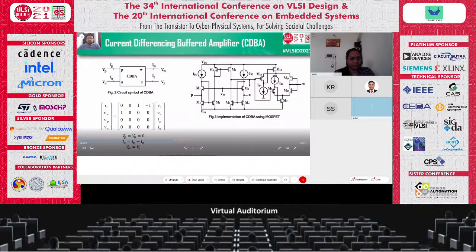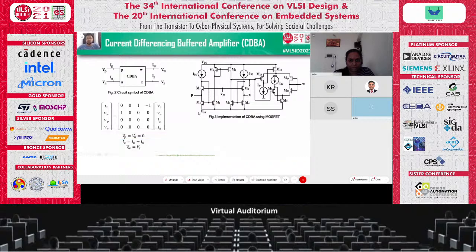Figure 3 represents the implementation of the CDBA using MOSFETs, where the PMOS transistors are connected to VDD and NMOS transistors are connected to VSS. This is the P terminal, this is the N terminal, this is the W, and this is the Z terminal, where IB1, IB2, IB3 and IB4 are the bias currents, and VB1 is the bias voltage. Here the current mirror concept is utilized. That means the current flowing through this terminal is equivalent to the current flowing through these terminals, and this process continues. Here VDD and VSS are considered as 600 millivolts for the proposed configuration.